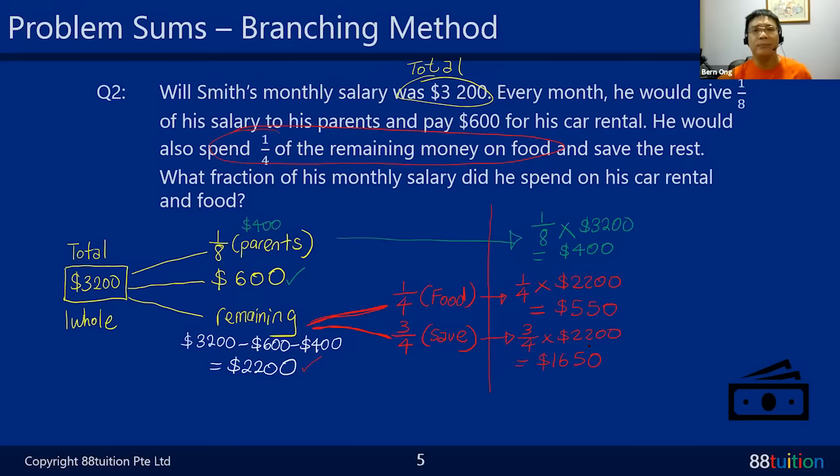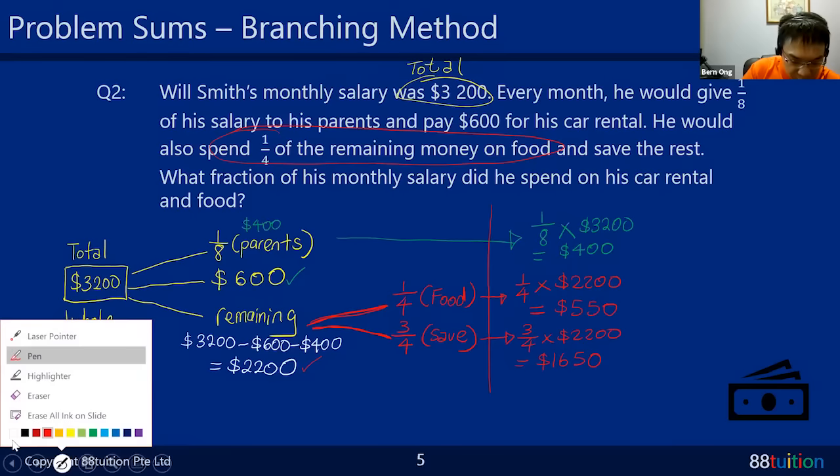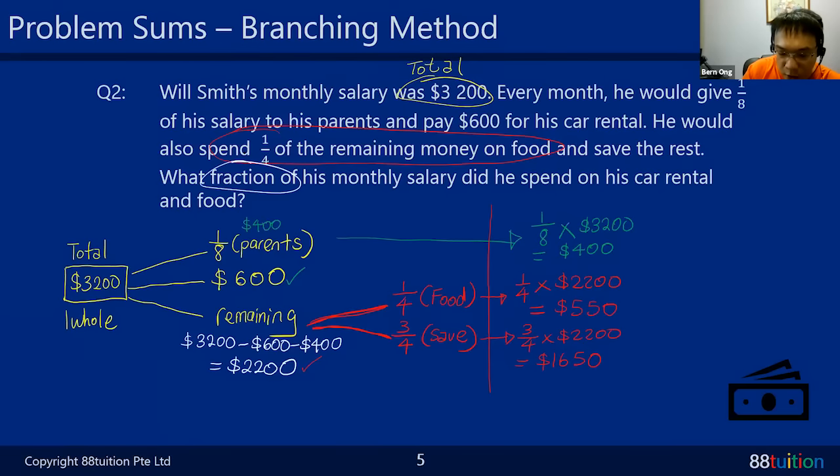What's there to scare? Just look at the question. Oh, the question says they want a fraction. Okay, chill. They want the fraction of his monthly salary that he spent on his car rental and on food. So you want a fraction. As you know, a fraction means something over something, all right? This is called a fraction, right?